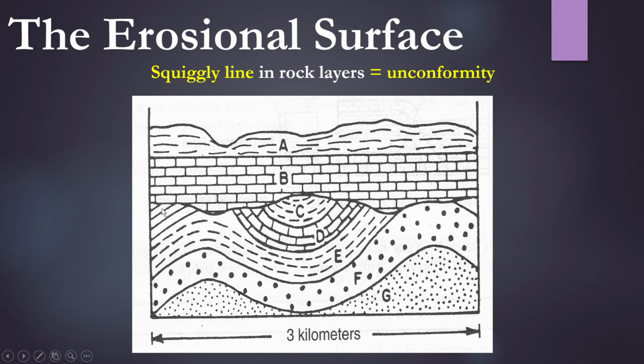In rock layers, especially in a picture, it's a squiggly line. So there it is. We have kind of our squiggly line. That's evidence of past erosion. It's called an unconformity.